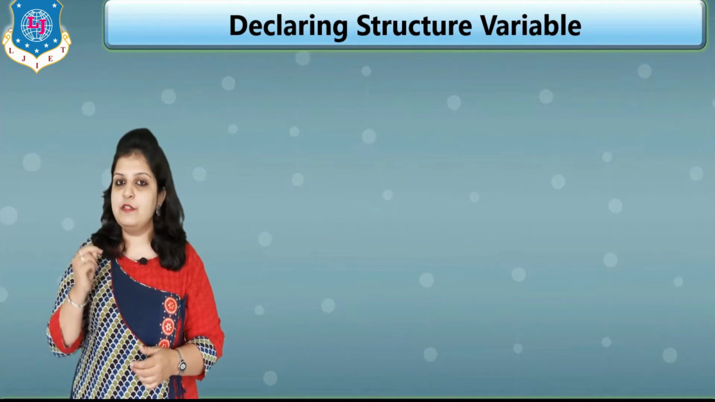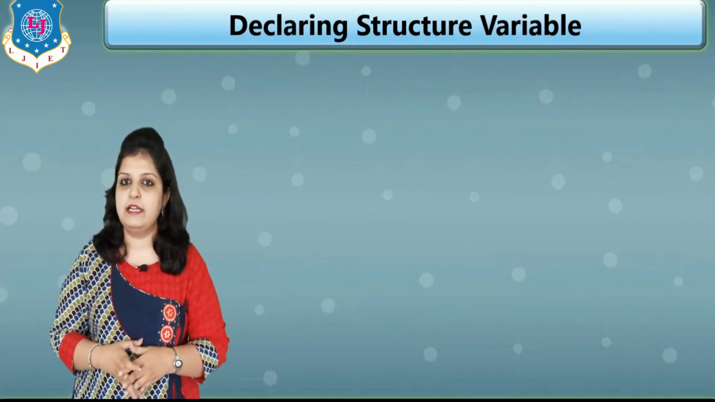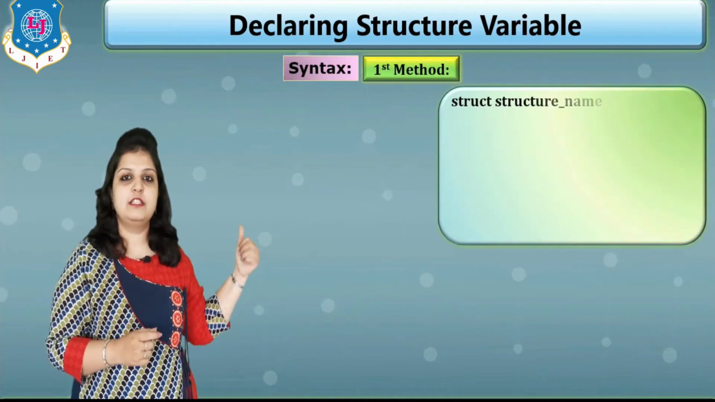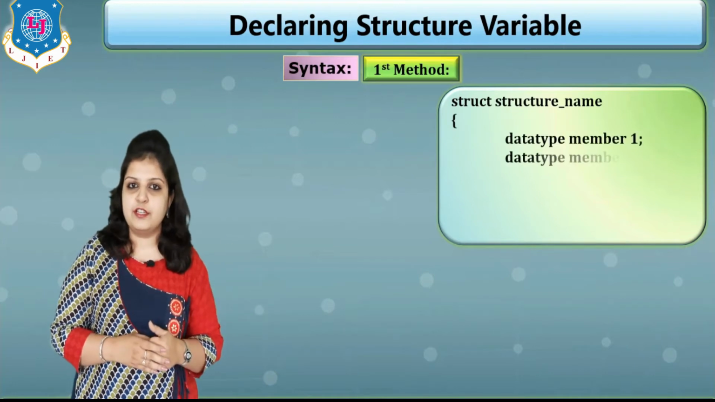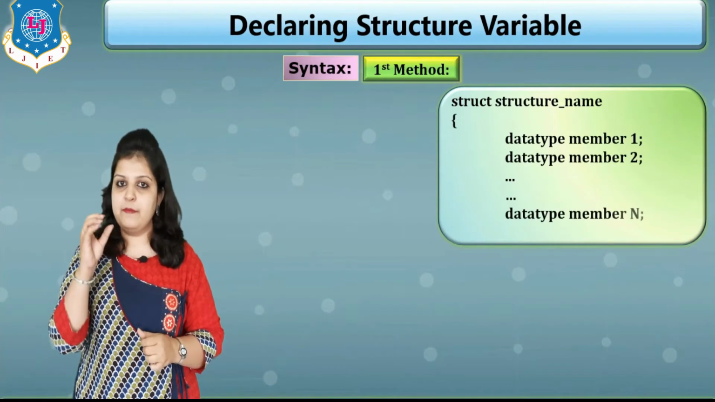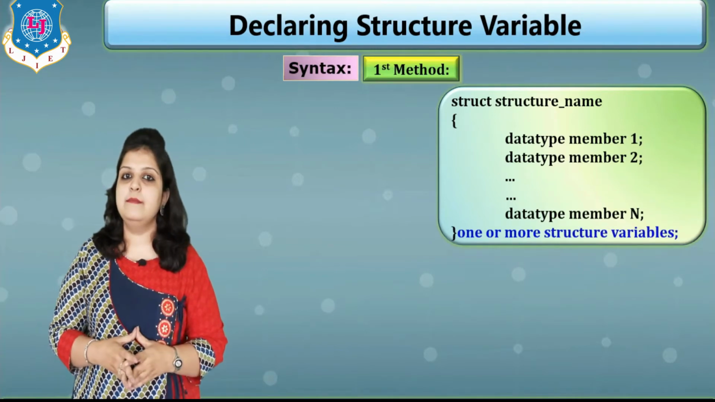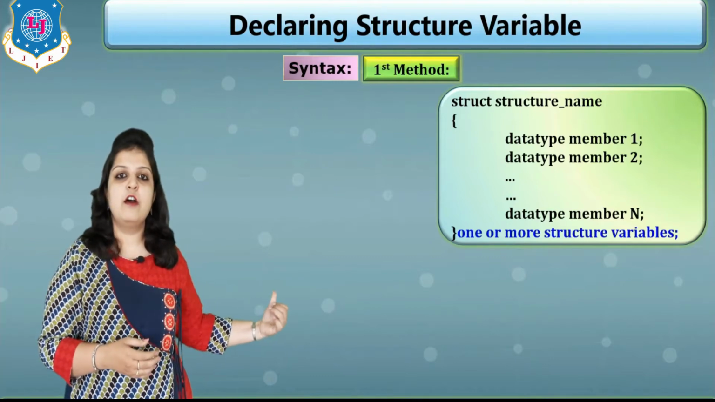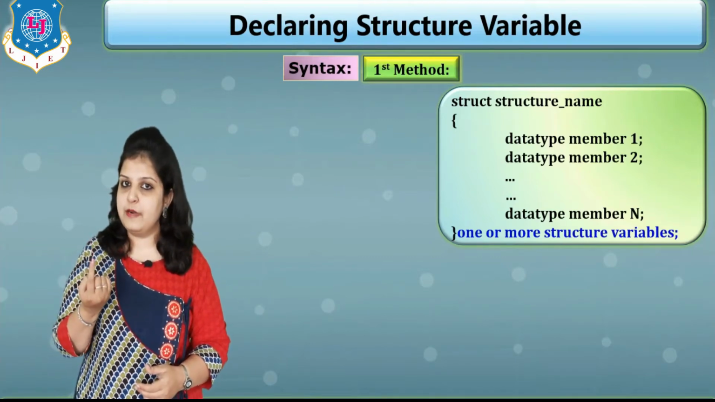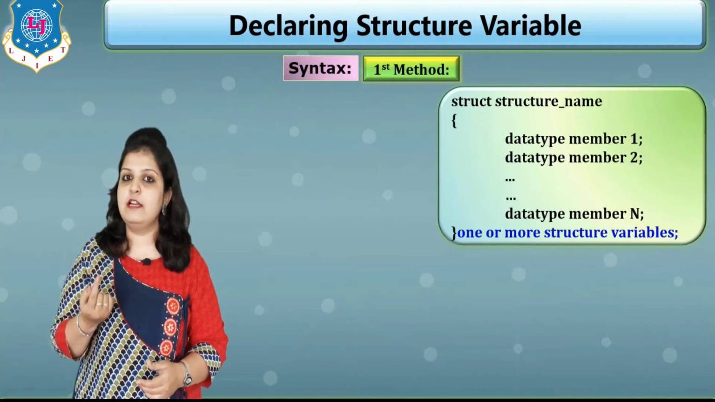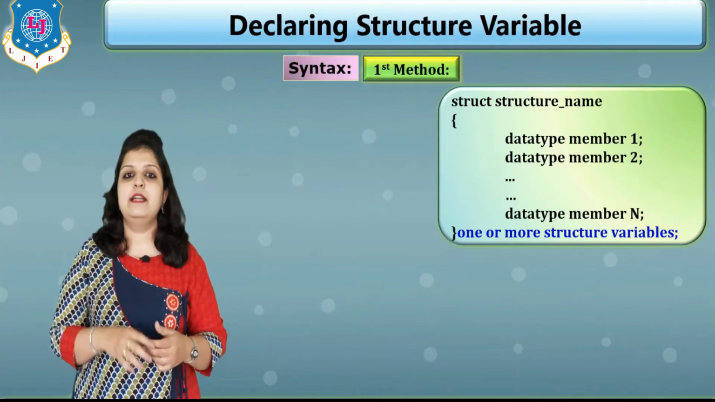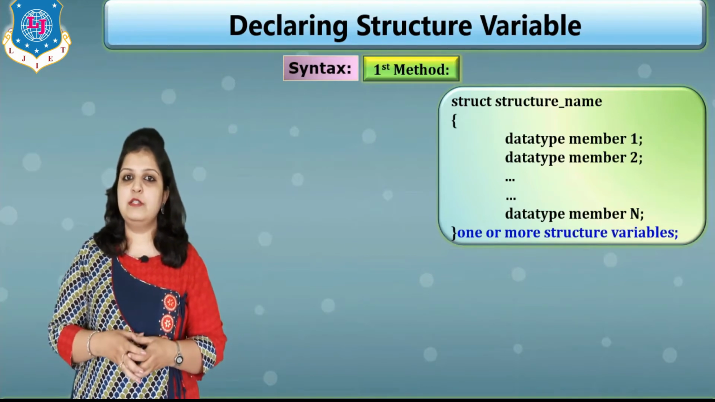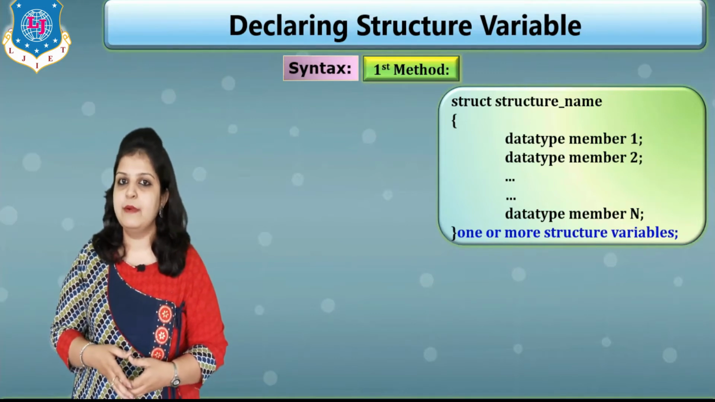We can declare it in two different ways. The very first method is, first of all you have to write the structure syntax. Just see the syntax: struct, then the structure name, then in curly brackets define your members, and after the curly bracket is completed you can declare your structure variables, one or more. If you want to store only one student's data, then we can declare only one variable. If you want to store more than one student's data, then you have to declare multiple variables.